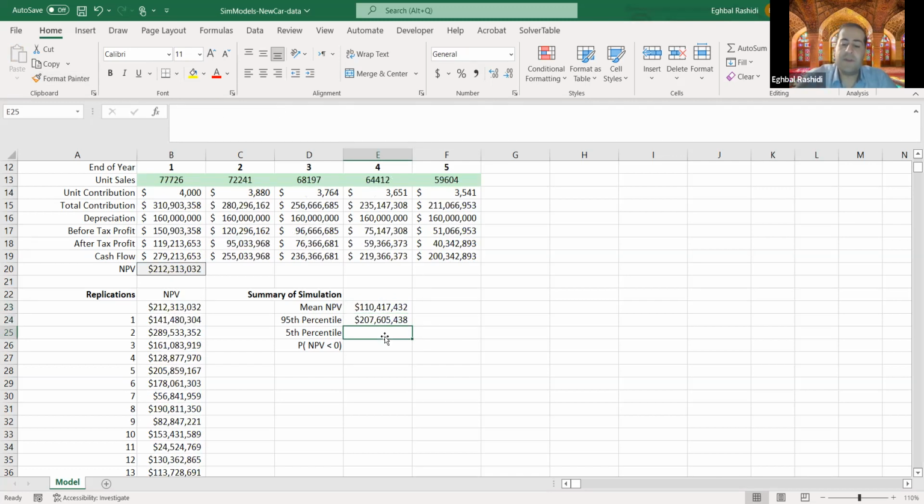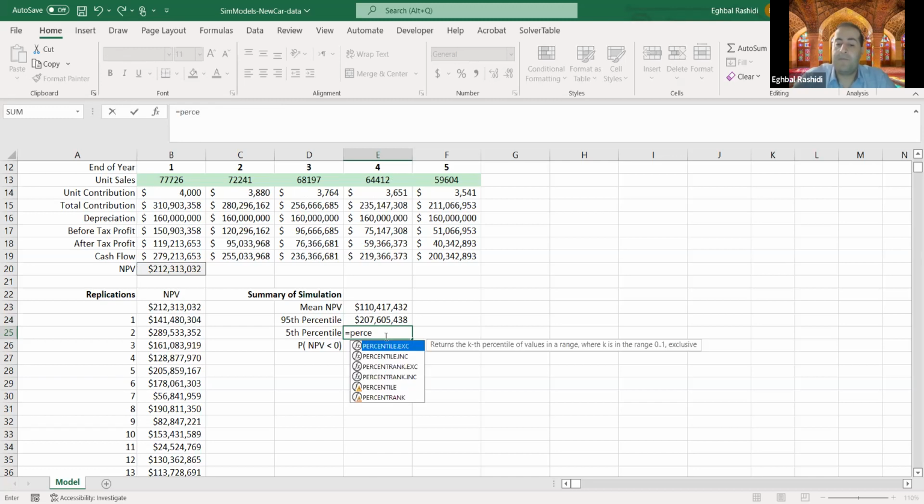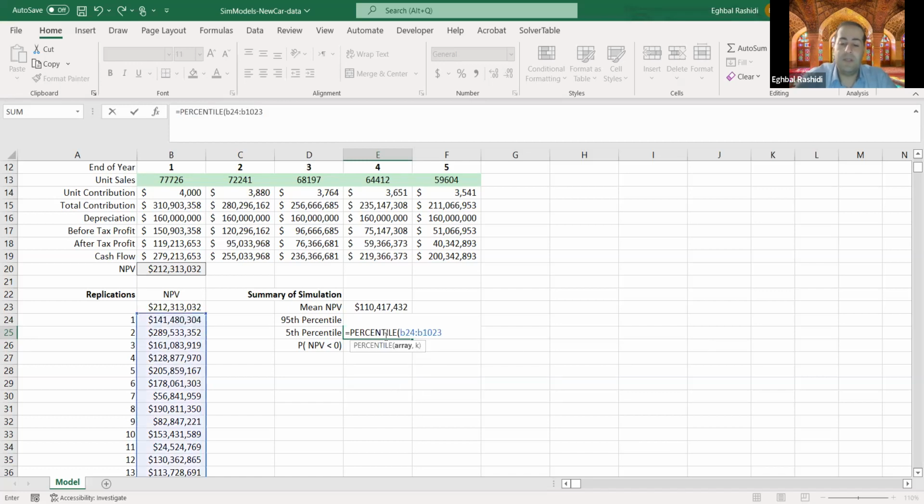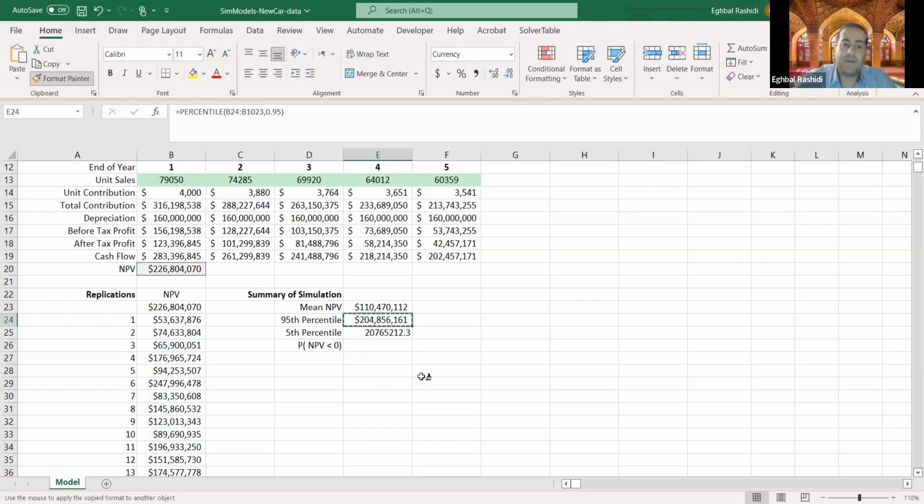All right. The 5th percentile is the other way around. Again, it's going to arrange all the replications from the smallest to the largest and find the 5th percentile, so that 5% of the numbers are smaller than that and 95% are bigger than that. So that's the lower side of the spectrum here. I'm going to use the same formula here: percentile, B24 to B1023, and the percentile is 5%, so it's 0.05. And I'm going to use the format painter to make it a dollar value. So that's about 12 million.